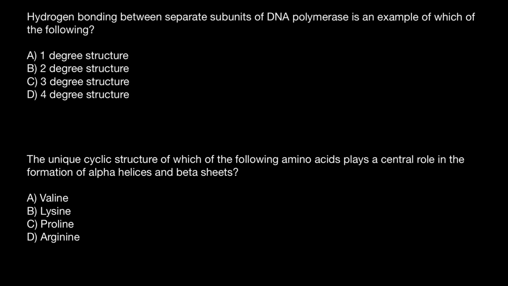The first question is: hydrogen bonding between separate subunits of DNA polymerase is an example of which of the following? And here is the variance of the answers. Pretty easy question and pretty easy answer.